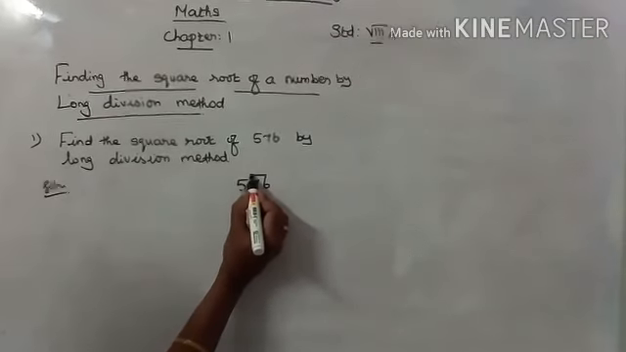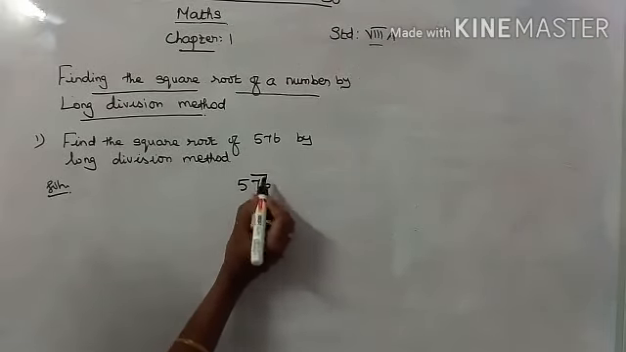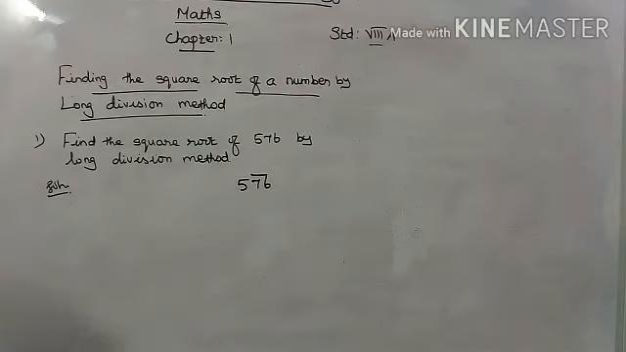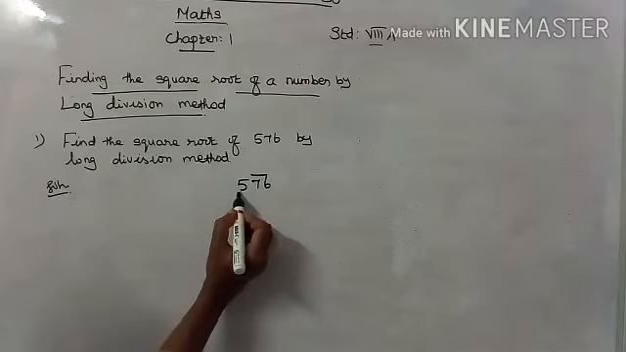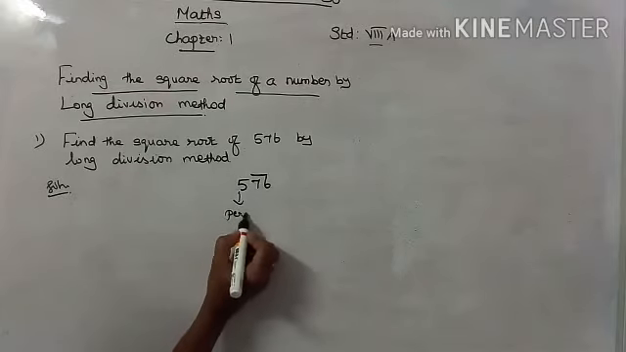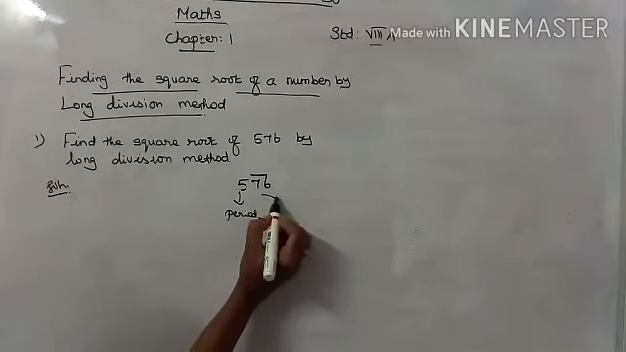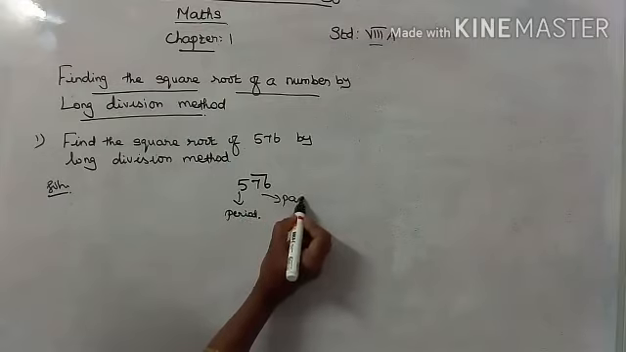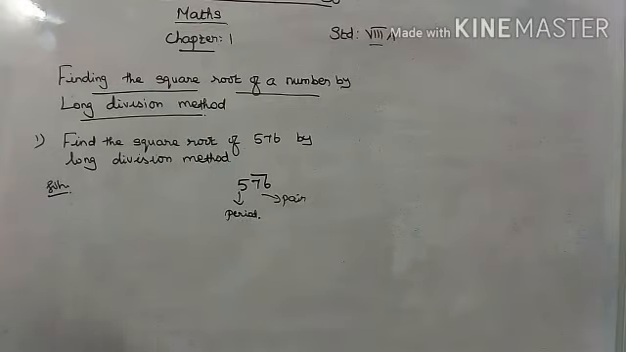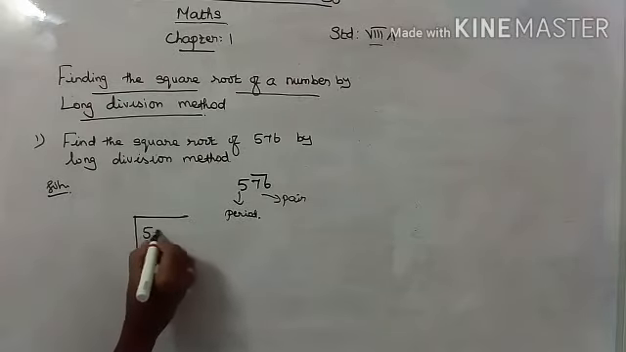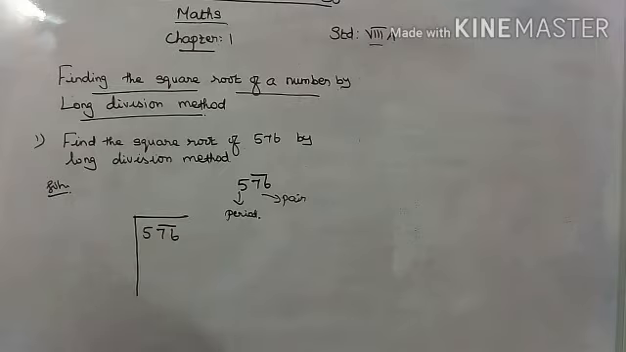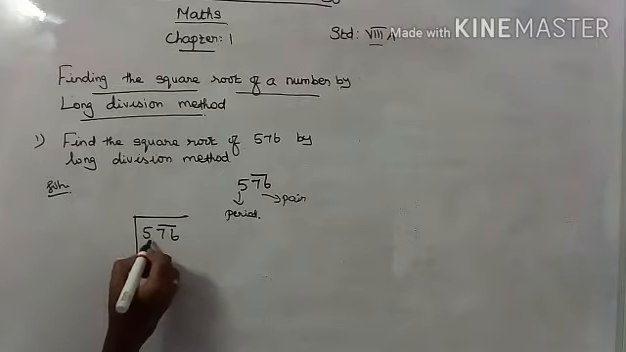So group up, pair up, and draw the bar line. The remaining digit is called the period. This one is the period, this one is a pair. After this you start the procedure. Find the long division of 576. This is one of the pairs, and this is the period.